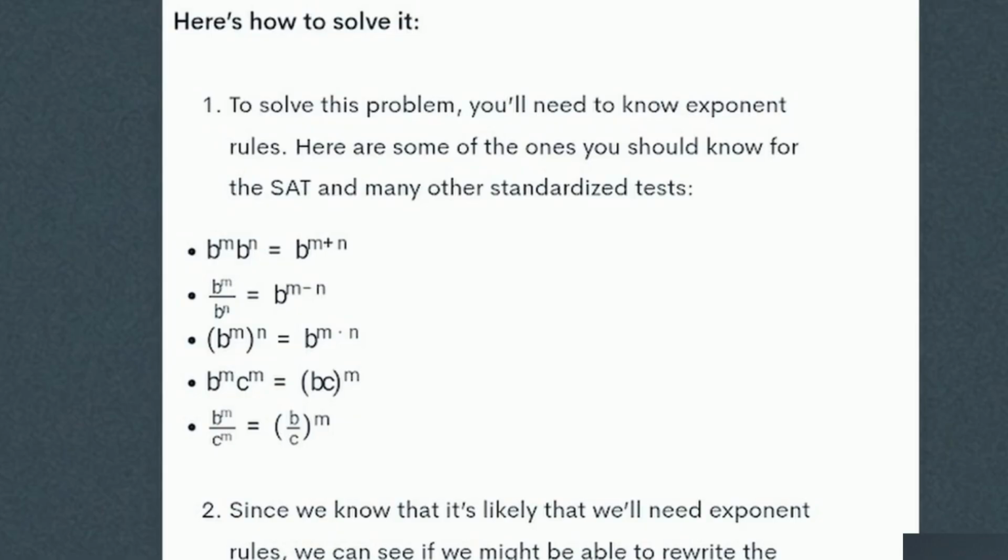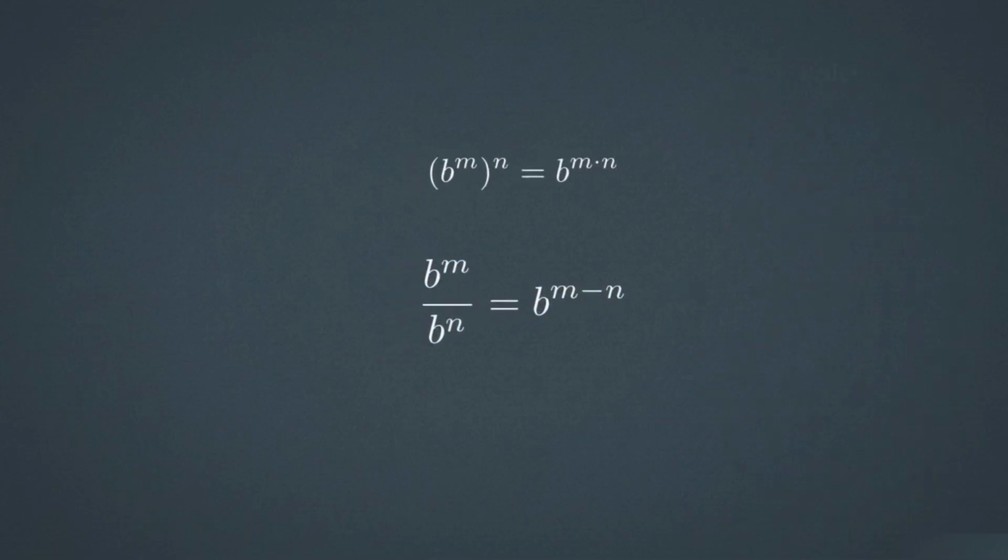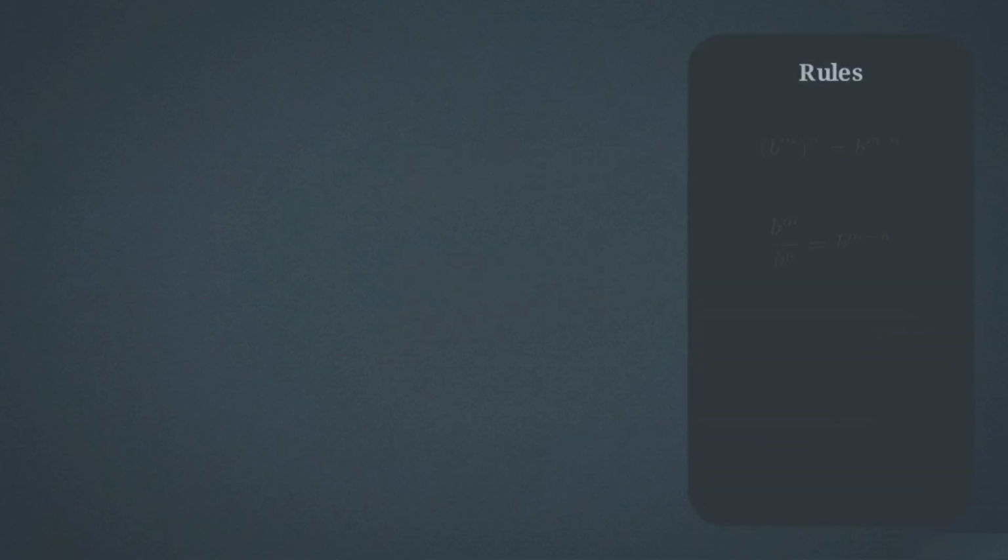This is a standard list of exponent rules used on many standardized tests. To resolve our specific fraction, we only need to apply two of them. The first is the power of a power rule. This tells us that when you raise a base with an exponent to another power, you multiply the exponents together. The second is the quotient rule. When you divide two identical bases, you subtract the bottom exponent from the top. We'll keep both rules pinned to the side of the screen.